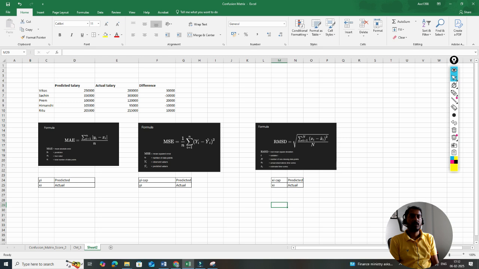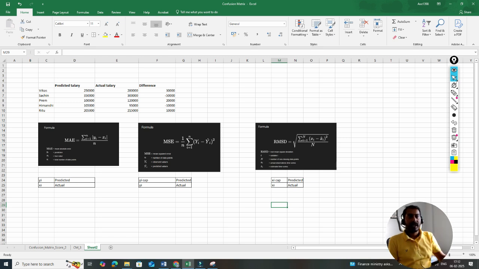So today we'll talk about the regression metrics. Basically there are multiple, but the three famous ones are mean absolute error, mean square error, and root mean square deviations or root mean square error.